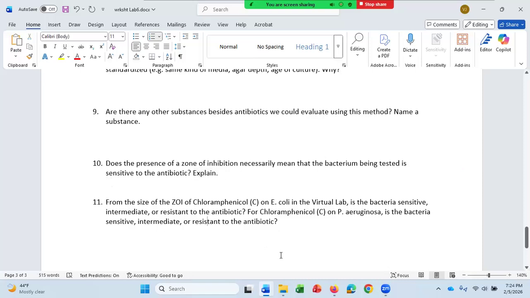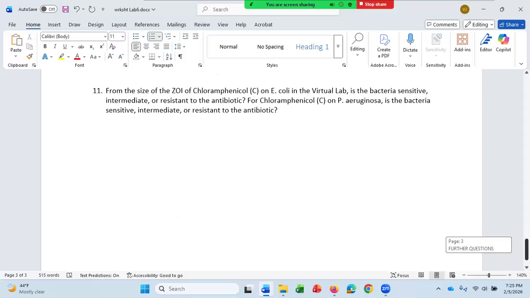11. From the size of the zone of inhibition on chloramphenicol, abbreviated C, on E. coli in the virtual lab, is the bacteria sensitive, intermediate, or resistant to that antibiotic? For chloramphenicol on Pseudomonas aeruginosa, P. aeruginosa in the plate, is the bacteria sensitive, intermediate, or resistant to the antibiotic chloramphenicol? Any questions about question number 11 or any other question?